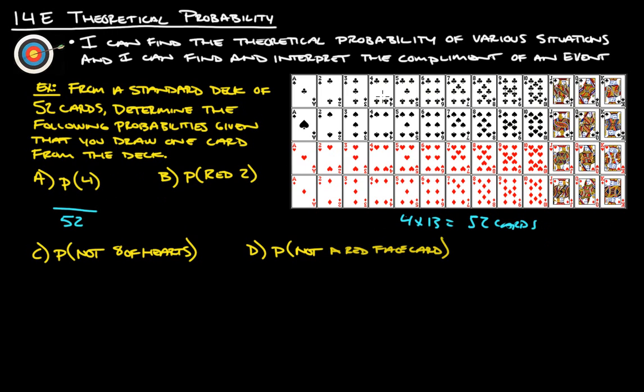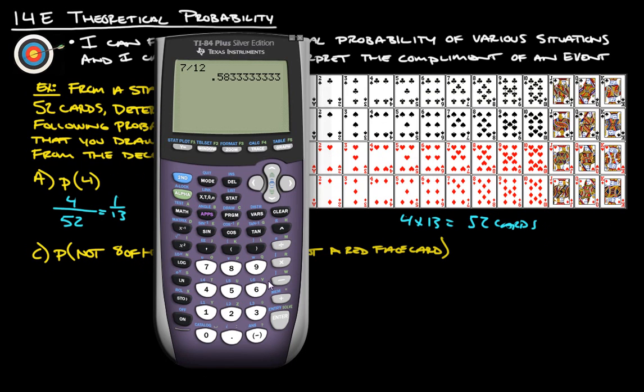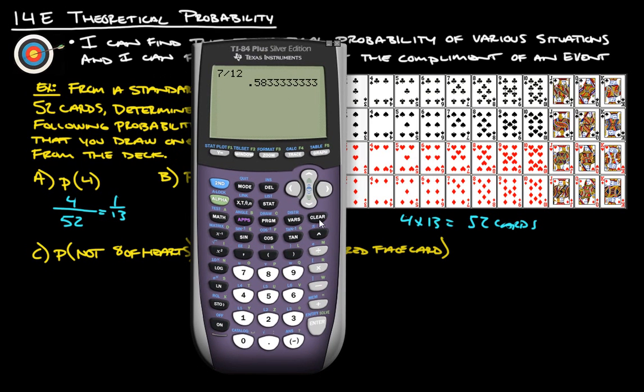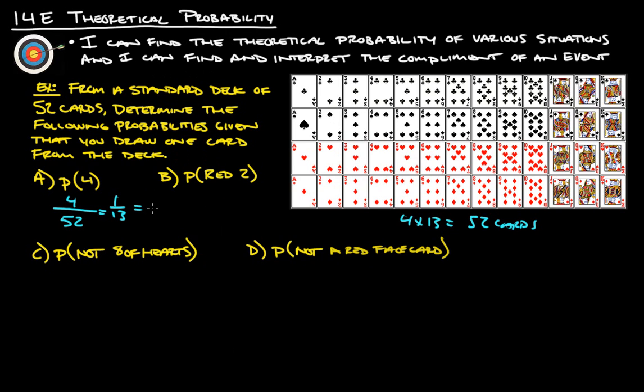So the probability of drawing a 4: there are 52 total cards to choose from, and there are 1, 2, 3, 4 fours, so 4 out of 52, which is 1 out of 13. 1 divided by 13 gives us 0.077, so let's do 7.7%. Again, you could do 0.077 also.